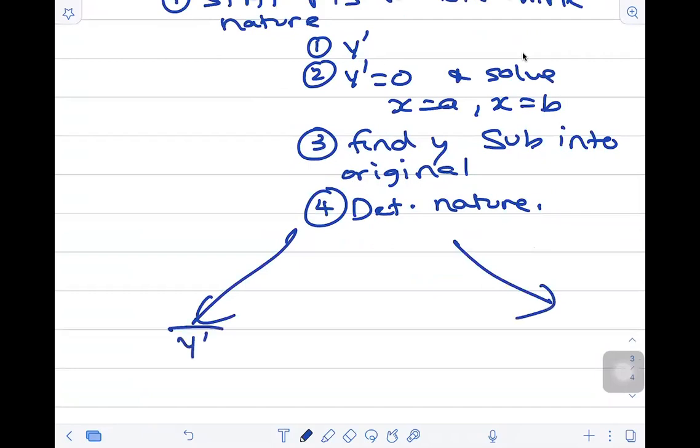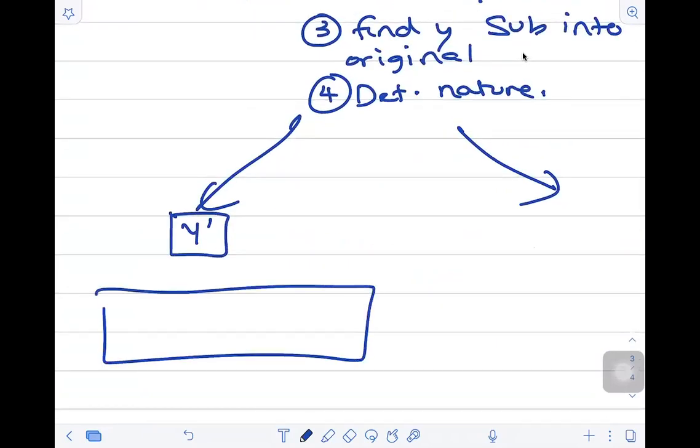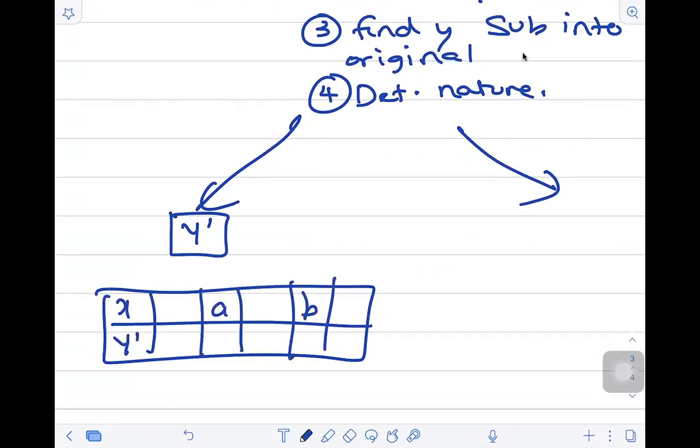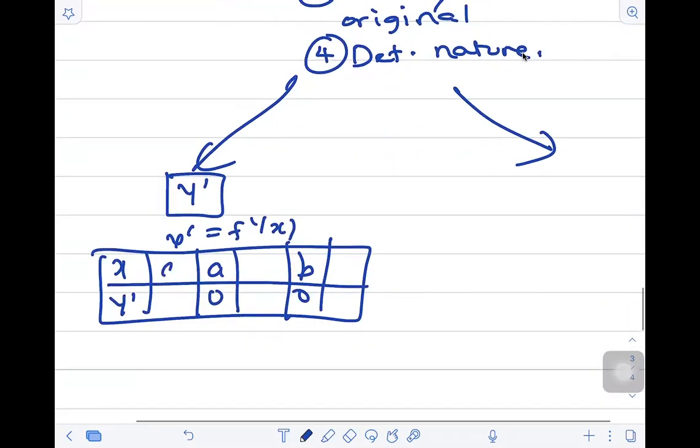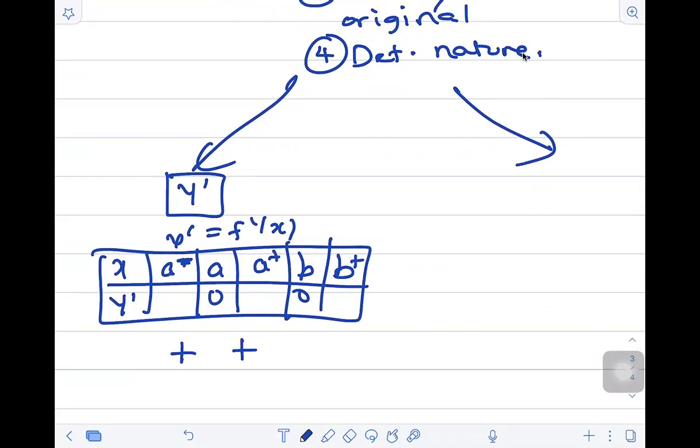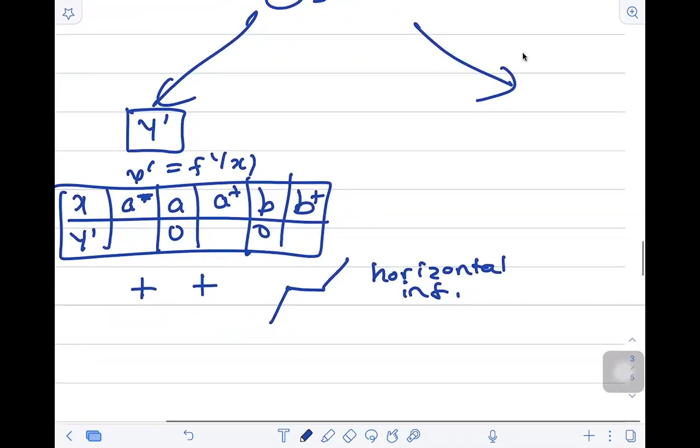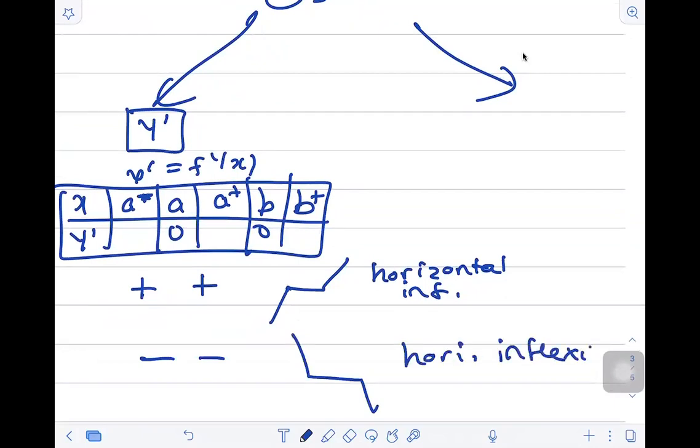If you use y dash, then you put it into a table, you put your points, x, y dash, and you go a and b, and there's 0 there. You're putting into y dash, so make sure you put the first derivative there. That's a minus, a plus, and then b plus, so going either side. What you're interested in here: if it goes from plus to plus, then it would be a horizontal point of inflection going like that.